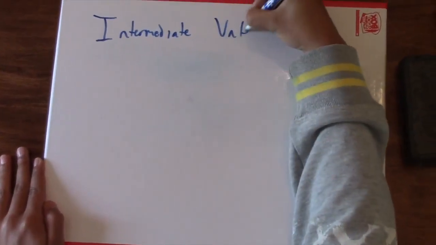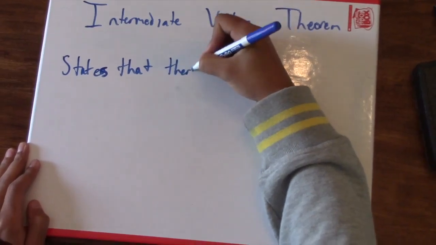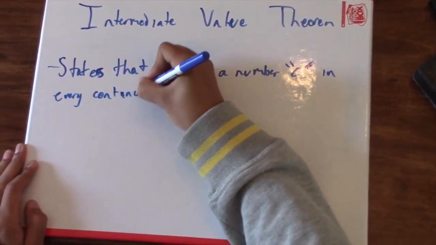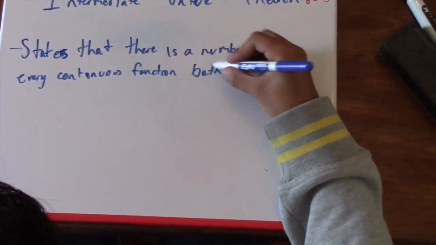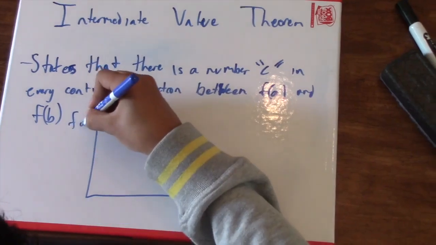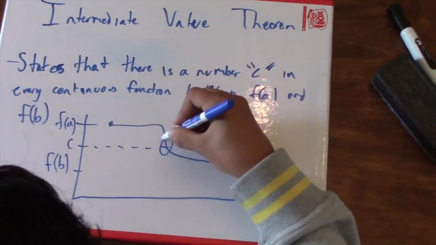Let's review the intermediate value theorem. The intermediate value theorem states that there is a number c in every continuous function between f of a and f of b. The continuous function, which is shown in the graph below, must cross the value c for it to reach from point A to point B, or from f of a to f of b.